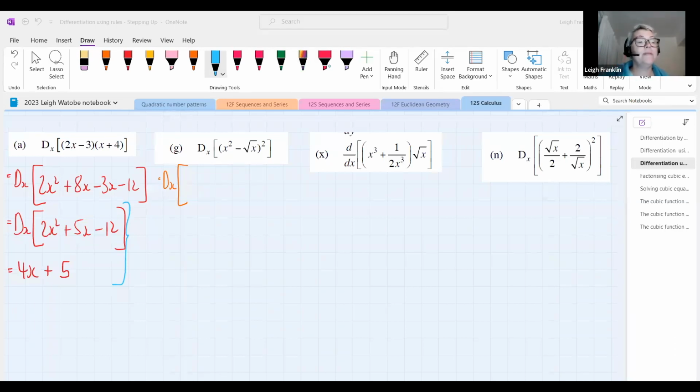No problem. Zandile, you're applying your power rule. 2 times 2 is 4. Okay, remember your power rule, you're multiplying your coefficient with your exponent, and then you're taking 1 away from your exponent.